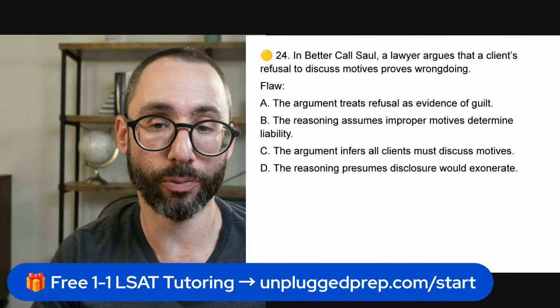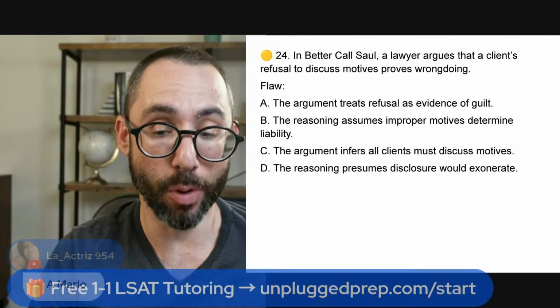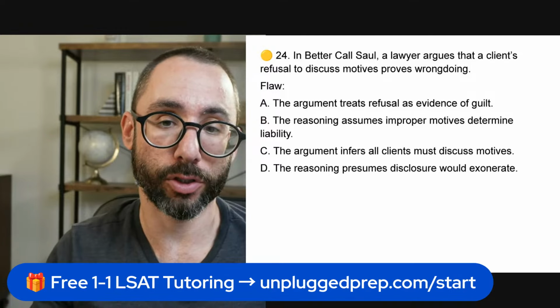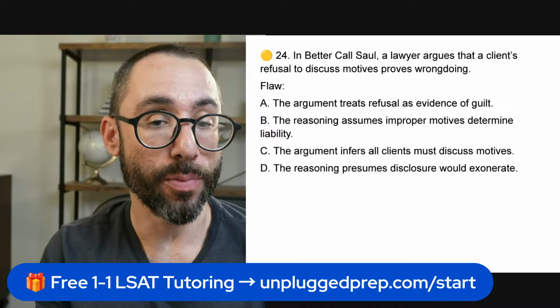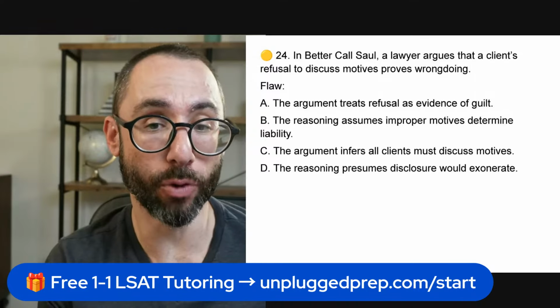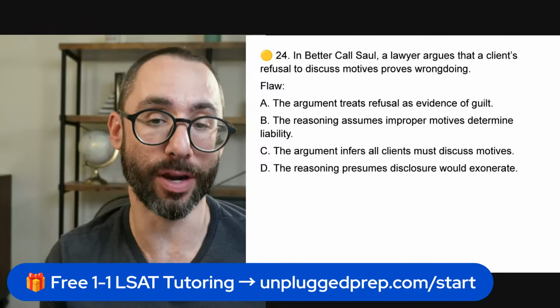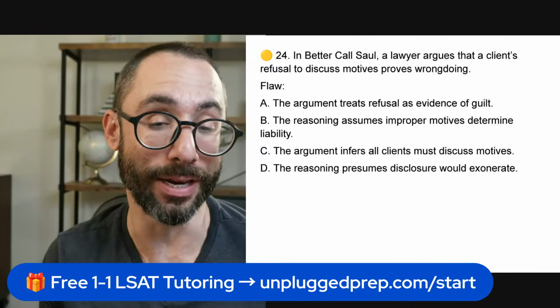I saw there was a question regarding choice C. Infers all clients must discuss motives. Yeah, it's saying that clients should discuss their motives, but what is missing in C is the wrongdoing part. If they said all clients must discuss motives or else they're guilty, or else they committed wrongdoing. C is leaving that out. It's incomplete. So therefore, it's not an accurate description of what's going on in this argument, not properly describing the flaw.